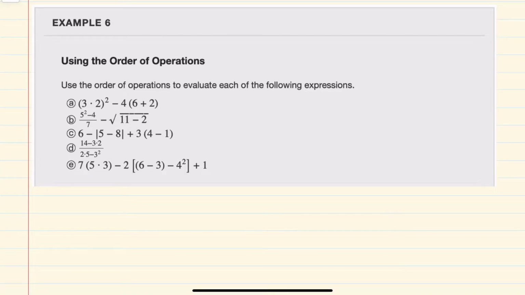In this video, I'll be helping you with a math topic called using the order of operations, as seen here in the OpenStax College Algebra 2nd edition text. We're asked to use the order of operations to evaluate each of these expressions.